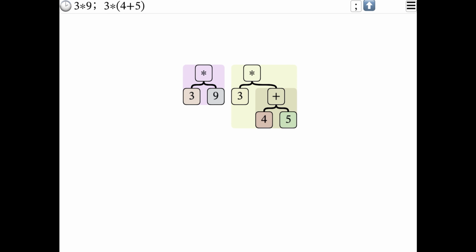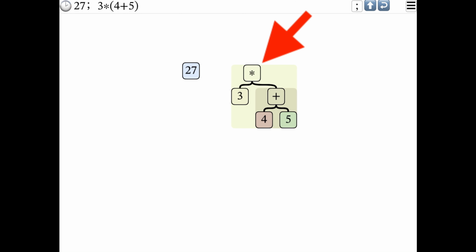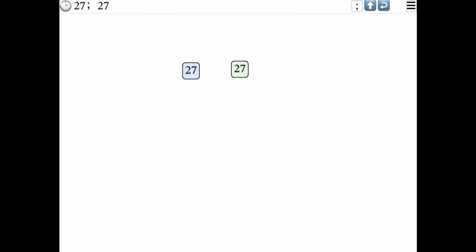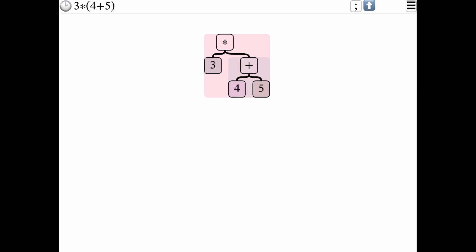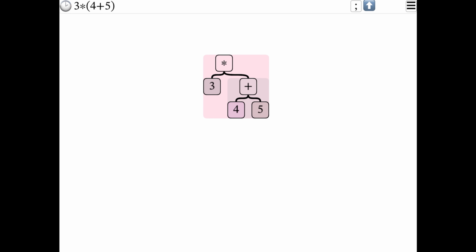If 3 times 9 equals 27, then 3 times open 4 plus 5 close should probably be 27 also. What do you think? By double tapping the operator, we can verify this is true. But let's explore the operator relationships in 3 times open 4 plus 5 close. Look carefully at the structure of the operators and operands here.